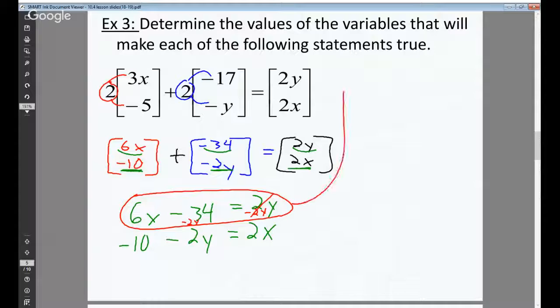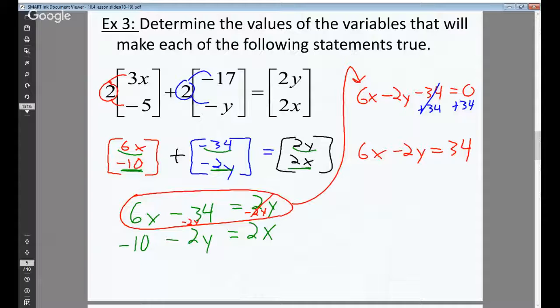So I'm just going to take that over here. So we'll get 6x minus 2y minus 34 equals 0. And then from there, I can add the 34 to both sides. So then I'll get 6x, oops, I had to put that in red. And then you'll get 6x minus 2y equals 34.